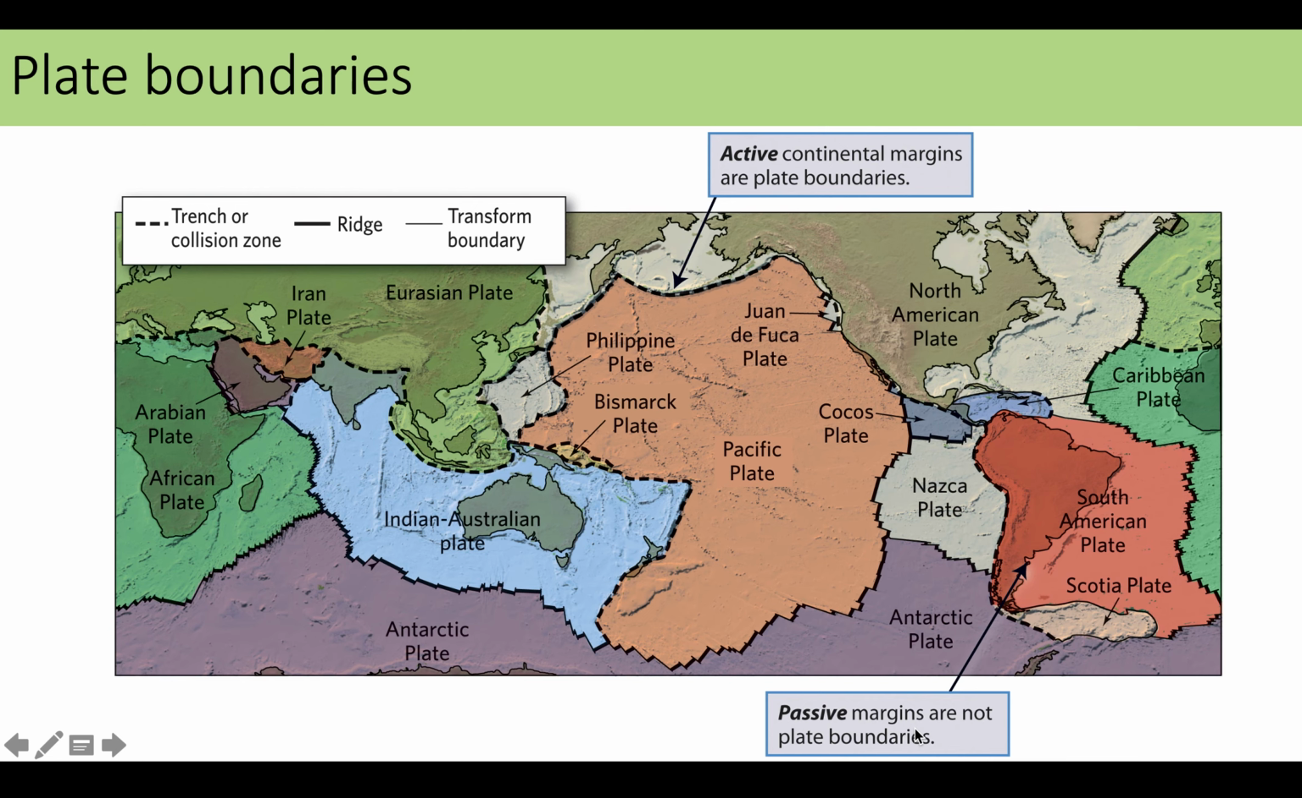A passive margin, however, is where we have a transition from continental crust to oceanic crust, but there's no plate boundary. So this is the same plate, the South American plate. However, we have continental crust and oceanic crust. So this is a passive margin because there is a transition from one type of crust to the other, but there isn't actually a boundary. It's all on the same plate. So we also have a passive margin off the east coast of the U.S.